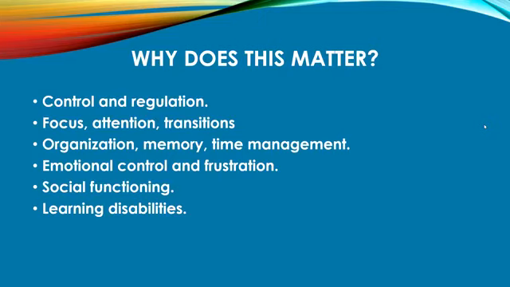So, obviously, there are things like control and regulation, being aware of your surroundings and other people around you, your focus and attention and ability to transition. Now, because we have so much independent learning going on, at home learning, things like that, the ability to focus and pay attention to directions has become more important than ever. Same with things like organization, memory, and time management, all of which are impacted if an individual has some social cognitive issues, or some difficulties functioning within those situations. Emotional control and frustration, social functioning, and obviously learning disabilities.